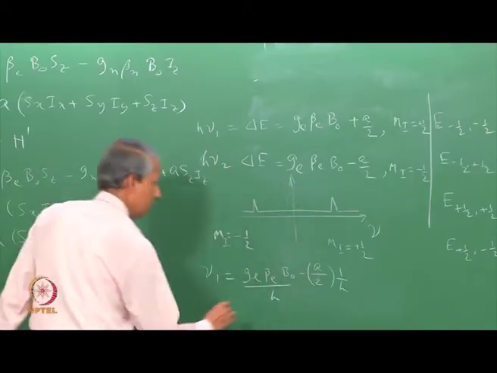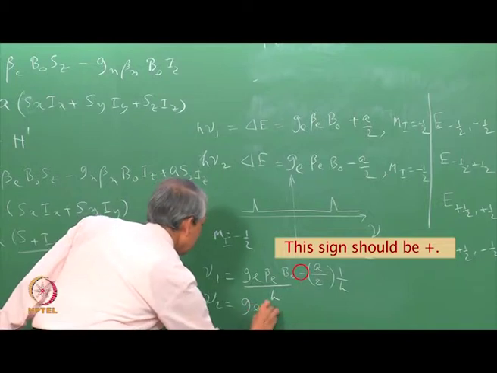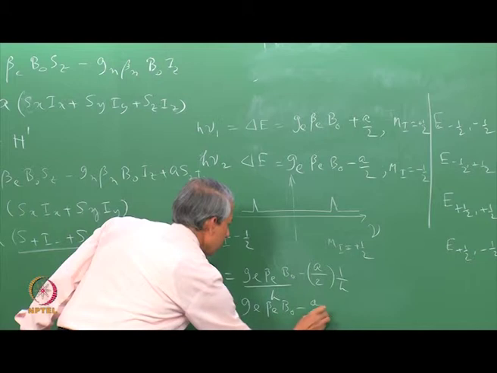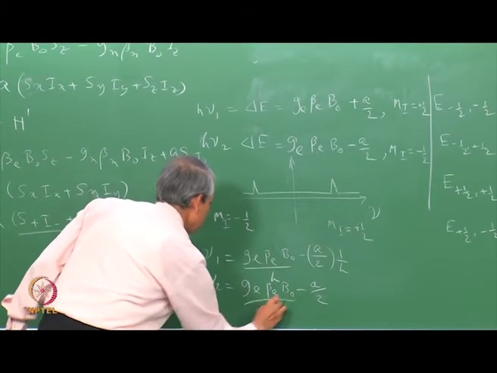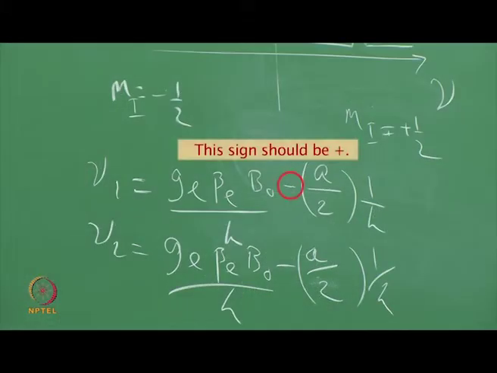and negative g_e beta B0 by h. This is the frequency unit.